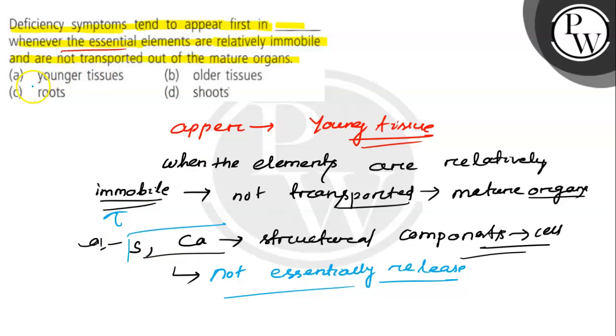So the correct answer for this question, that is, the deficiency symptoms tend to appear first when the elements are relatively immobile and are not transported out of the mature organs. So this is seen in younger tissue.